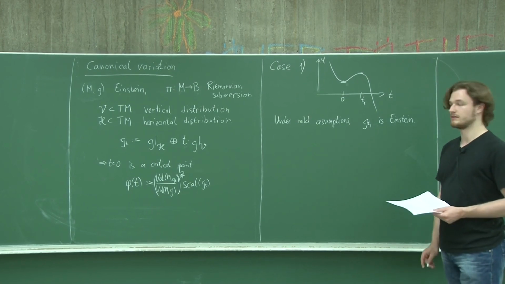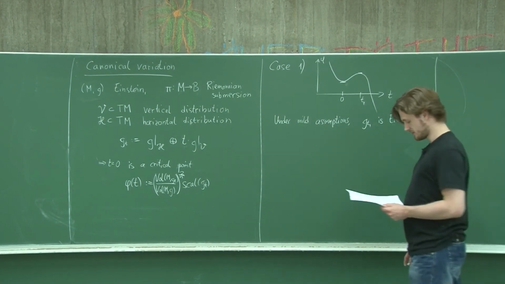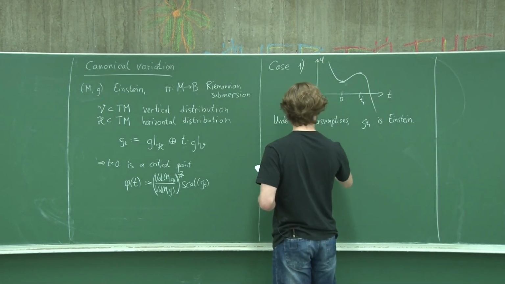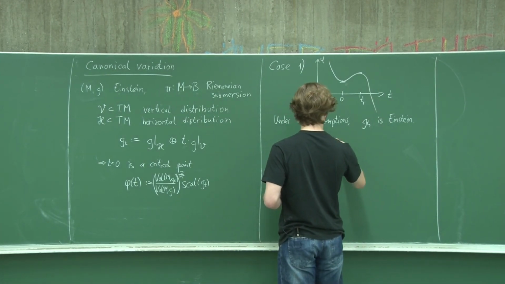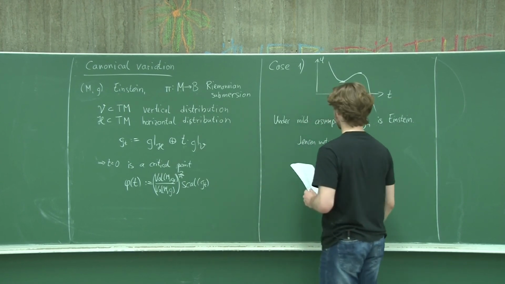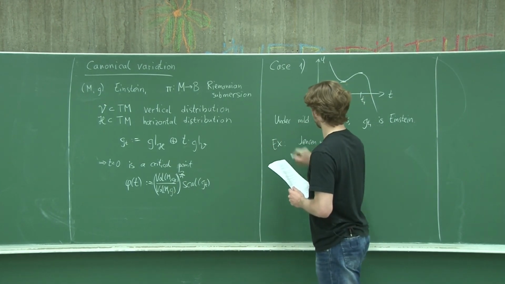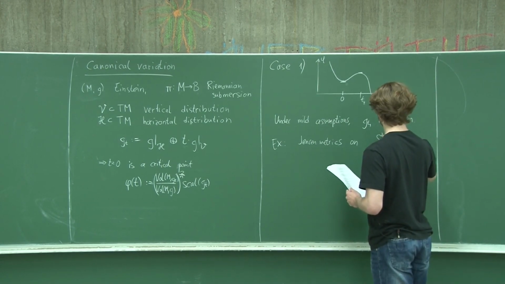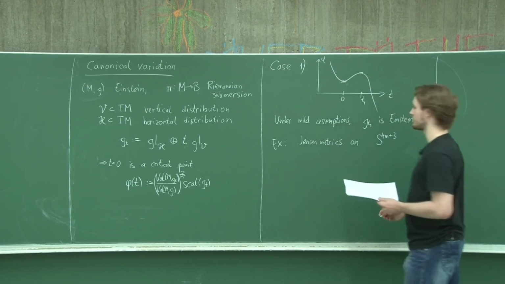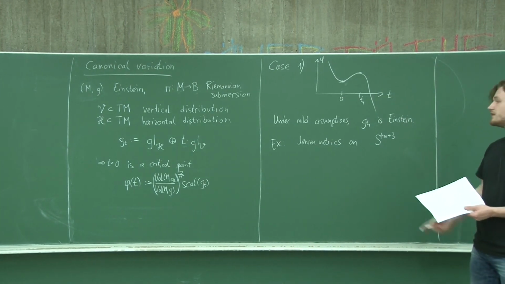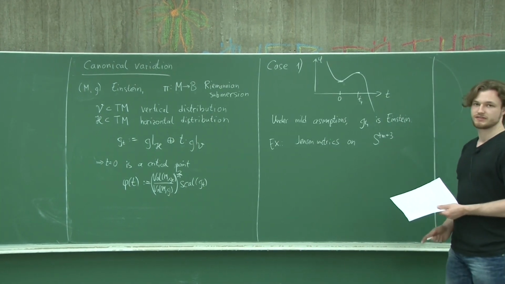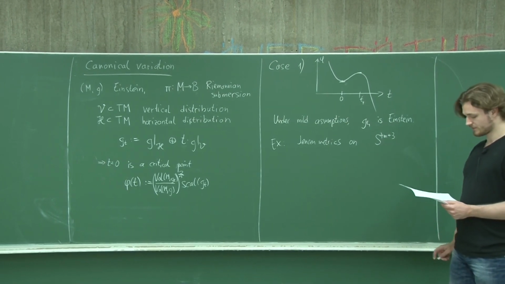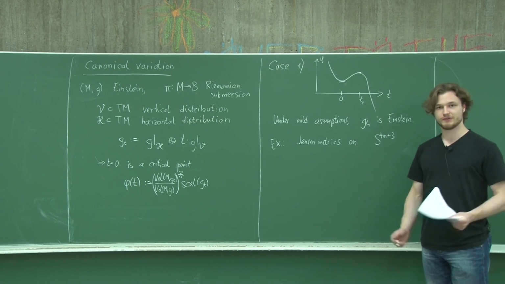So where was this employed? One famous example is the Jensen metric. Example, Jensen metric on S^(4m+3), so the 4m plus 3 dimensional sphere. This can be written as a Riemannian submersion with fiber S^3. Yeah, and so I close with that.